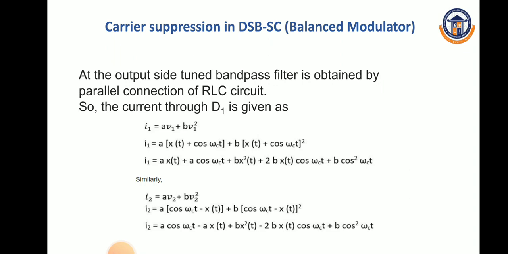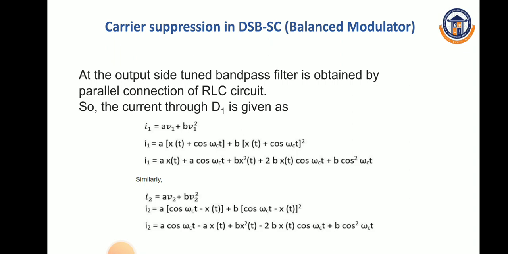So I1 is equal to A V1 plus B V1 squared. The expansion of I1 is equal to A of x of t plus cos omega ct, plus B of x of t plus cos omega ct the whole square. So finally we will get I1 is equal to A x of t plus A cos omega ct plus B x square of t plus 2B x of t cos omega ct plus B cos square omega ct.